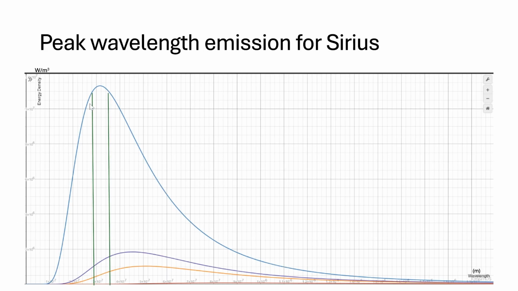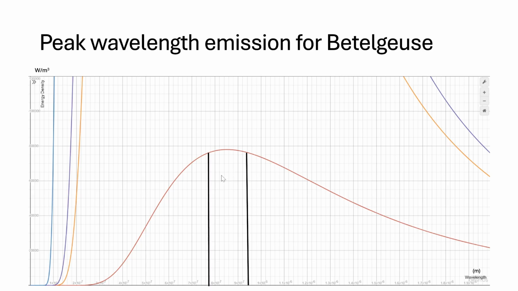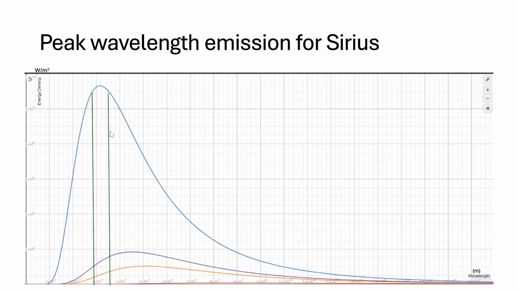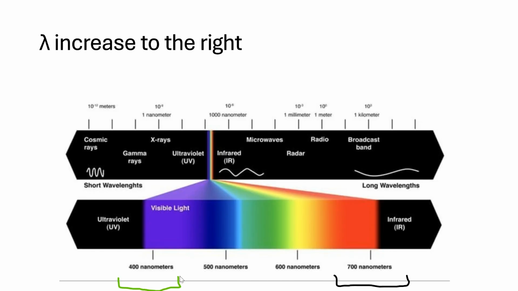Here, the peak wavelength for Sirius is outlined in green, and the peak wavelength for Betelgeuse is outlined in black. Here's the electromagnetic spectrum with lambda increasing to the right. The visible spectrum here is zoomed into. Here in green, we show the peak wavelength emission for Sirius, which is in the blue range, and the peak wavelength emission for Betelgeuse, which is in the red range, which explains their perceived color.